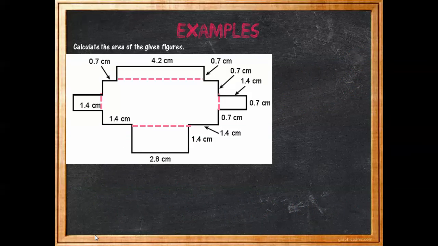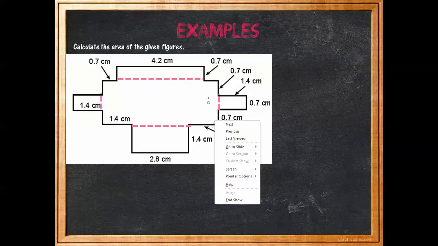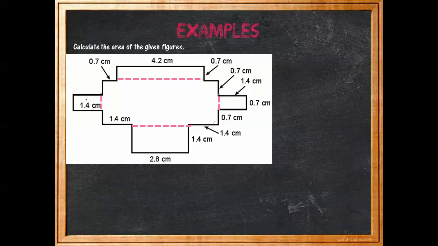Okay, for this last one, before I had put the lines, it looks a little complicated, but what I did was I just sectioned off this big rectangle right here, and that leaves me with these four little ones around it. For this one, I know that this is 4.2 and this is 0.7. So I can find that one just by multiplying those. 4.2 times 0.7 is 2.94.